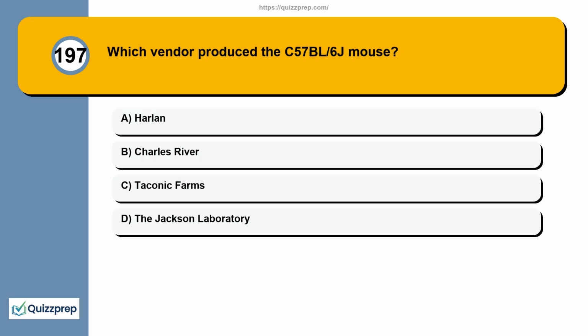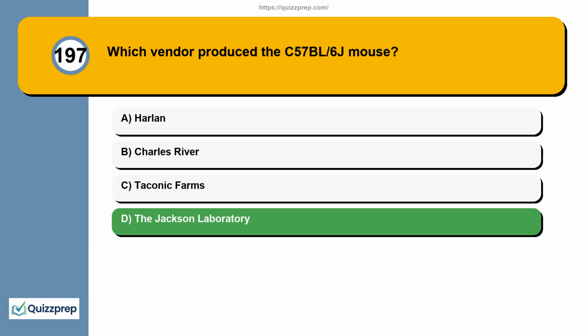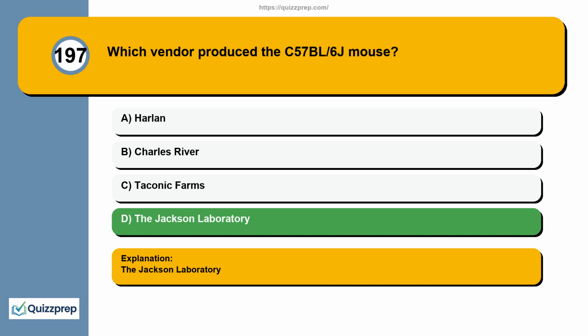Question 197. Which vendor produced the C57BL/6J mouse? Option A. Harlan. Option B. Charles River. Option C. Taconic Farms. Option D. The Jackson Laboratory. The correct answer is option D. The Jackson Laboratory.